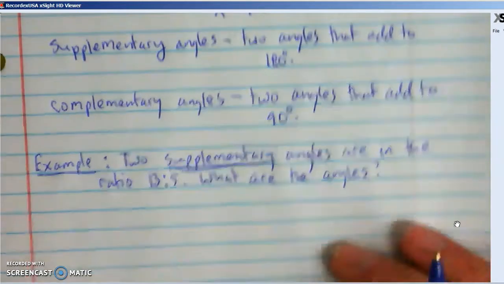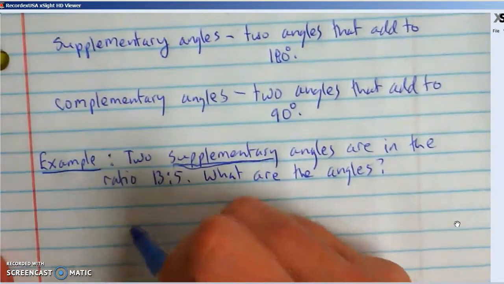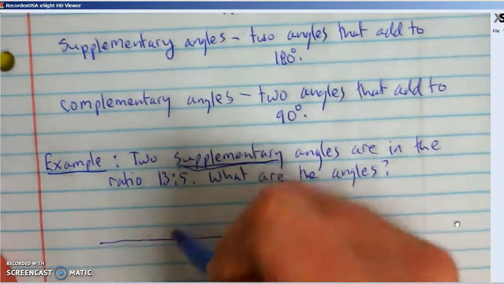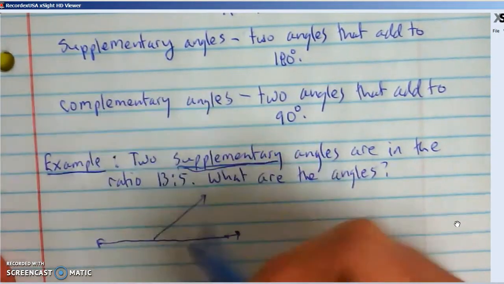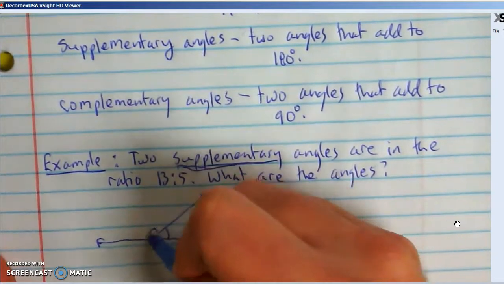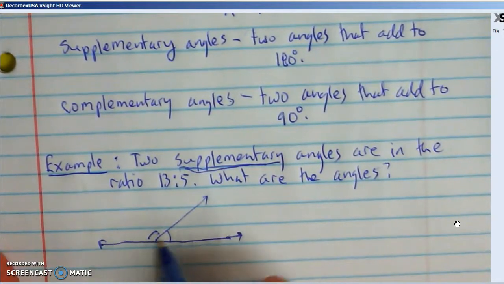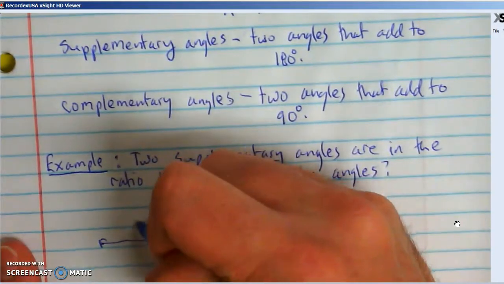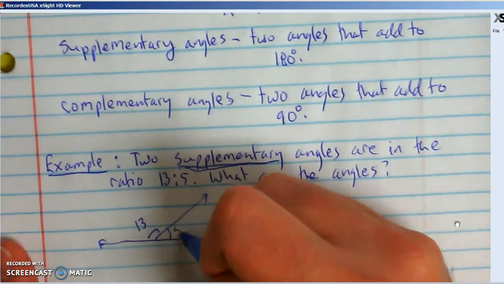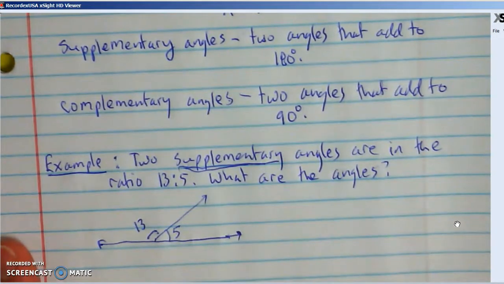So if we have two angles, you may or may not remember that angles that are right next to each other that form a straight angle are actually going to make a 180 degree angle. They're called supplementary angles. Well, one angle is 13 times bigger in relation to the other angle.